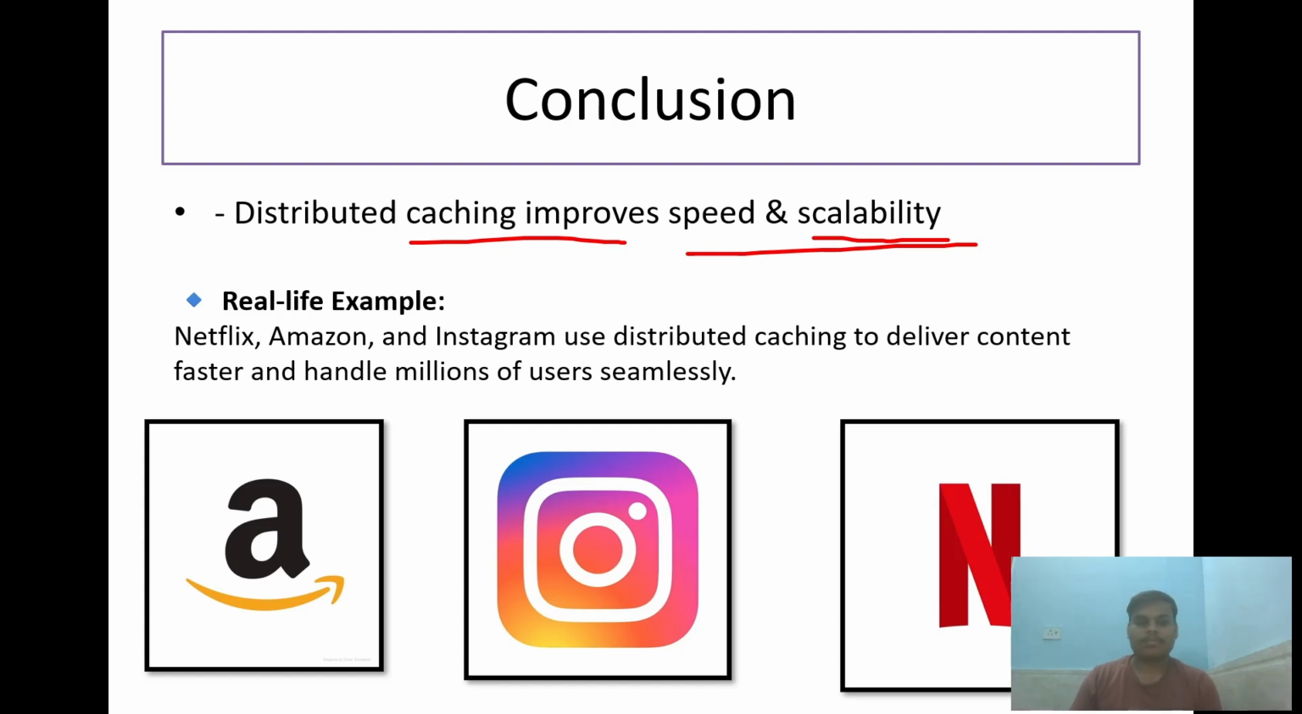Now if we talk about a real life example where distributed caching is used, you can see that distributed caching is used in Netflix, Amazon, and Instagram to deliver the content faster and handle millions of users seamlessly. Netflix, Amazon, and Instagram use distributed caching to improve speed and handle millions of requests, thus making them scalable, and users can view the content seamlessly.